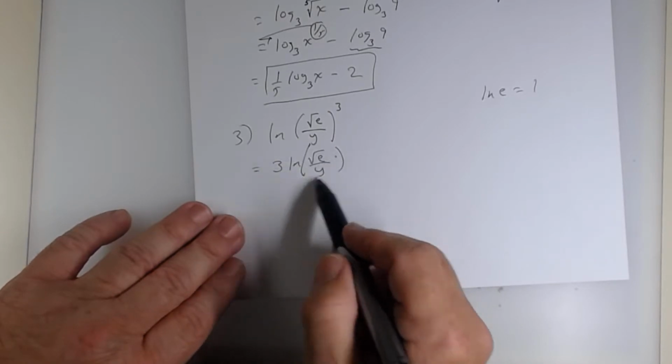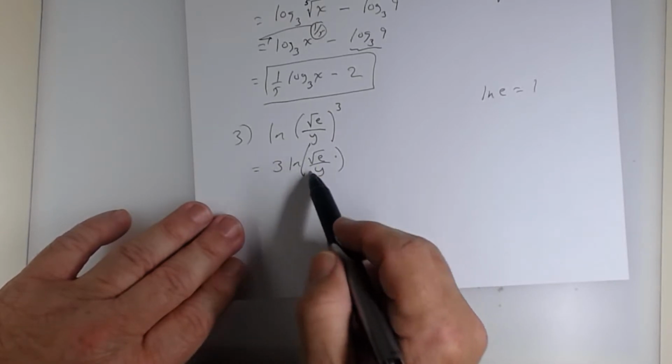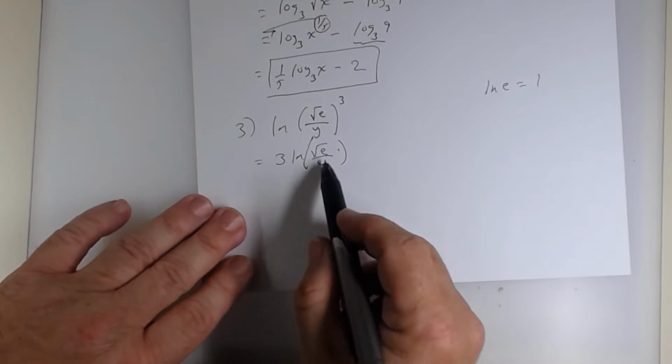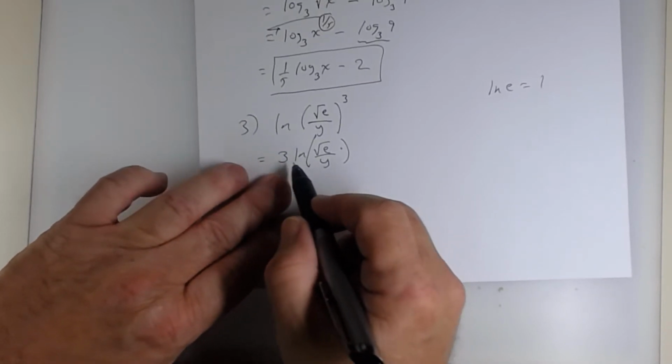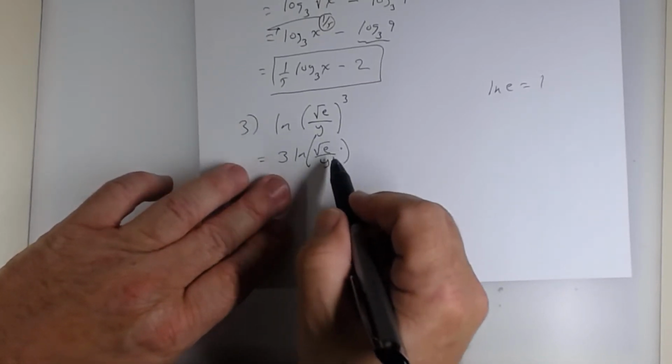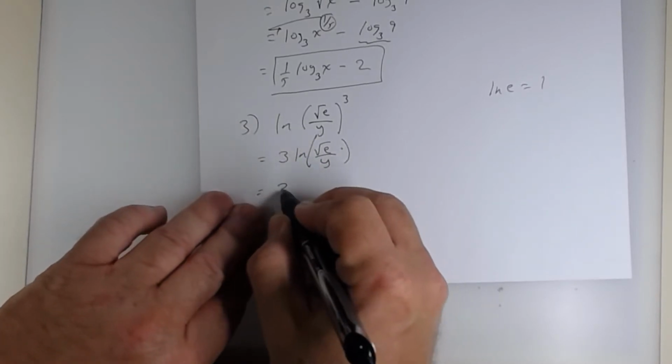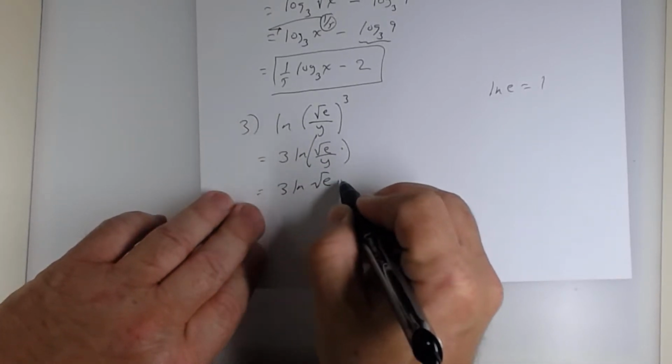Now you're going to do what? The difference. You're going to write the quotient rule now, so that's where you subtract these. But be careful. Remember how we said this? It's 3 times all of this, right? So you're going to say 3 natural log of the square root of E minus what?